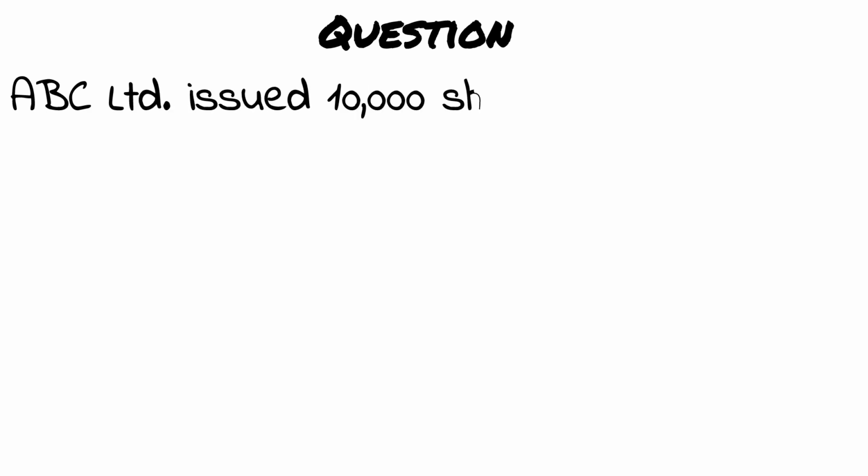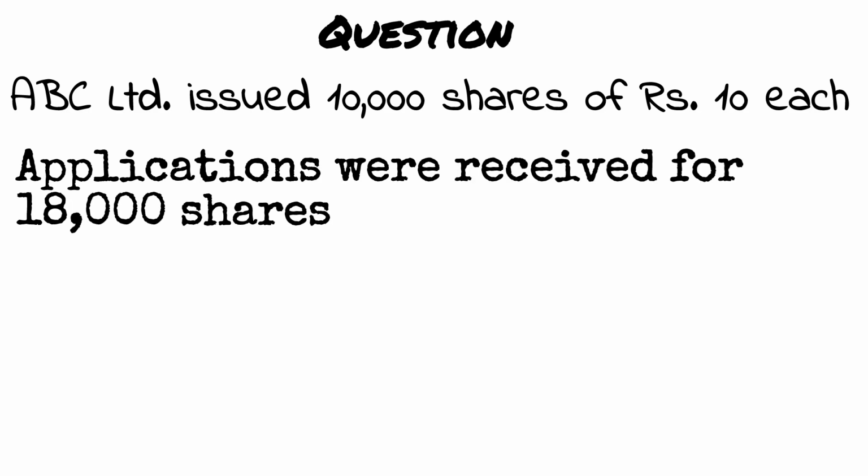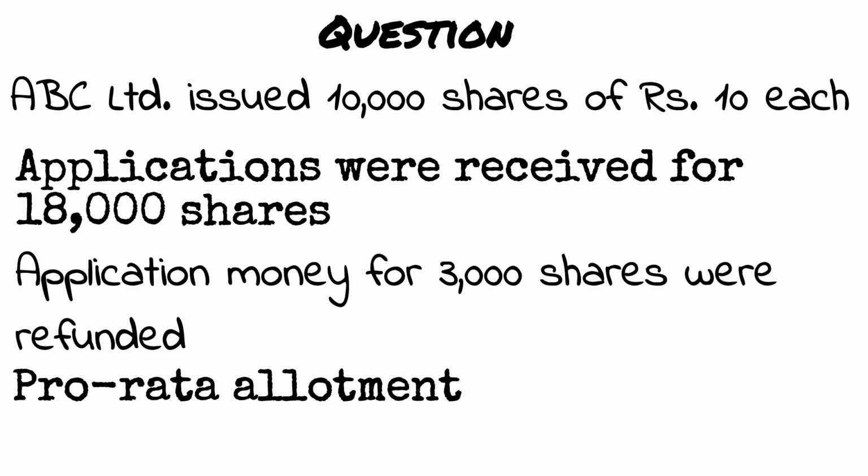Let's start. Suppose a company had issued 10,000 shares of rupees 10 each. It was oversubscribed because applications were received for 18,000 shares. Company has refunded application for 3,000 shares and made pro rata allotment on the balance shares.